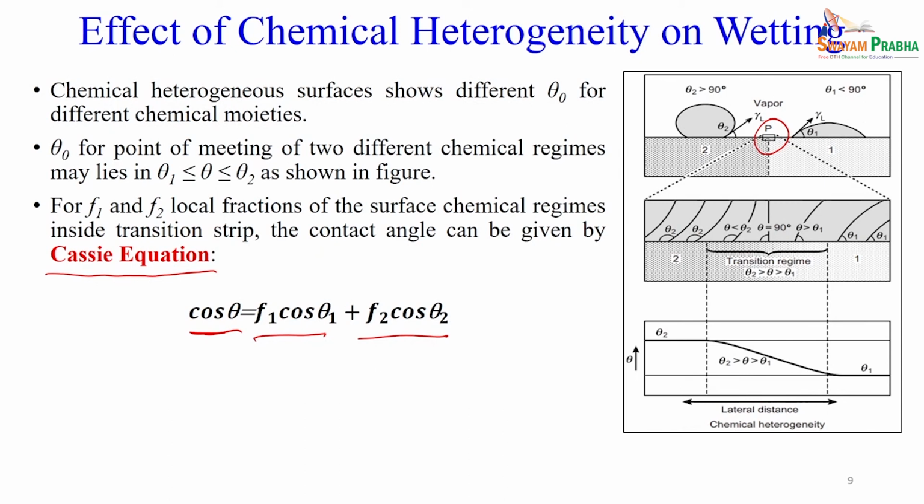If it is completely covered, it will be like f1 plus f2 is equal to 1. So, if f1 is known to you, you can calculate the value of f2, and for this the individual contact angles should be known. You should be able to calculate the contact angle on a mixed surface, a surface having different chemical heterogeneity.